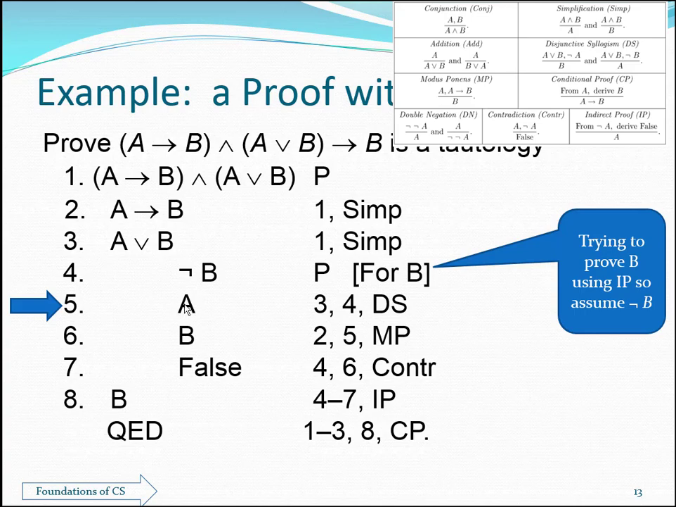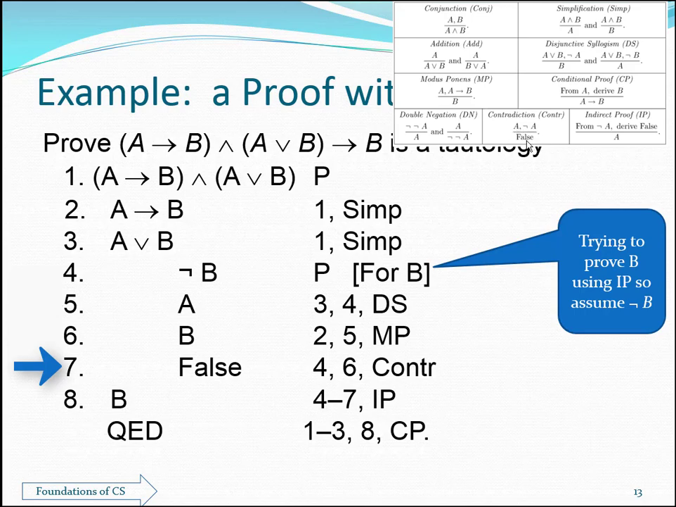And if I know A is true, and look at line 2, this is kind of weird, right? Because I started assuming not B, and now that I know A is true, I can use line 2 and line 5 together, and modus ponens, my favorite, to show that B is true. But B is false, but B is true. And so that lets us use the contradiction rule, right?